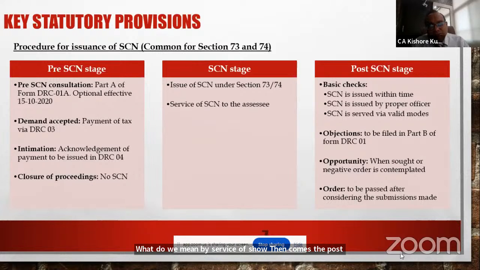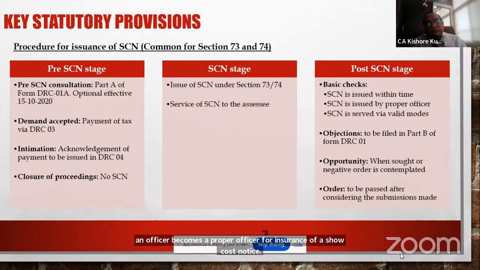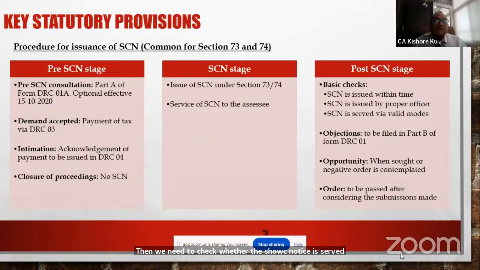Once a show cause notice is issued, friends, there are three basic checks which we need to do. First, we need to check whether the show cause notice is issued within the time. We'll see what the timelines are. Second, we need to check whether the show cause notice is issued by the proper officer, that is, the jurisdiction of the officer. Friends, in the subsequent slides, we will see how an officer becomes a proper officer for issuance of a show cause notice. Third, we need to check whether the show cause notice is served by valid modes. Once all three boxes get ticked, then a dealer needs to decide whether he wants to contest the matter or wants to close the matter.